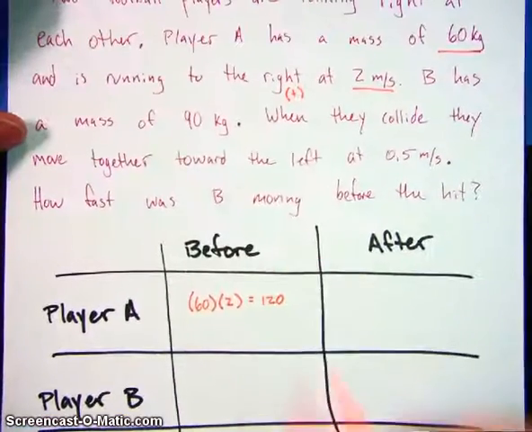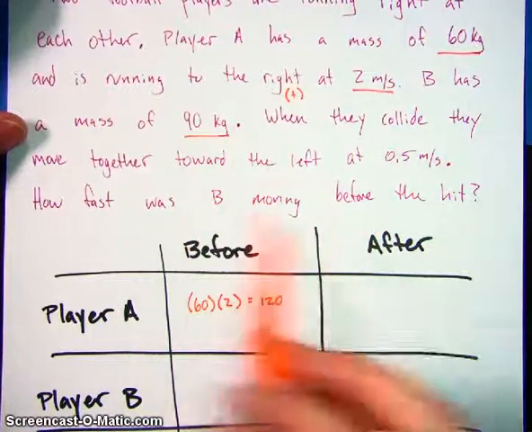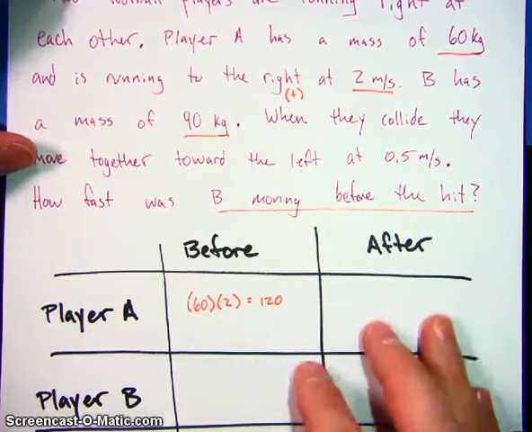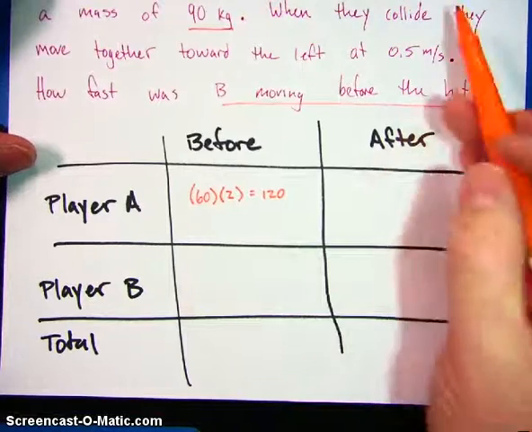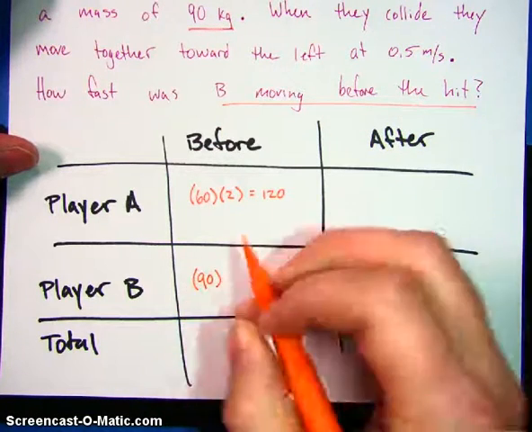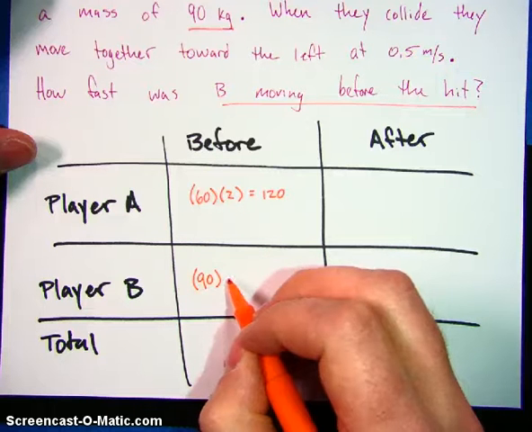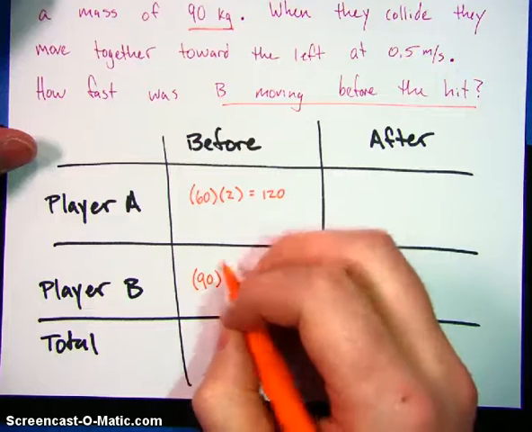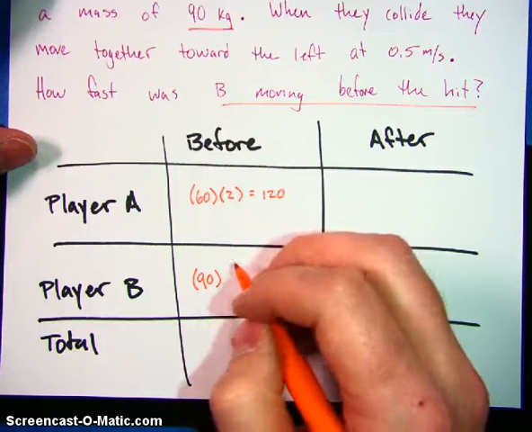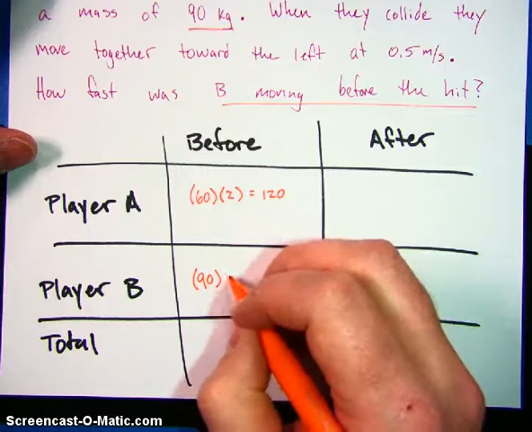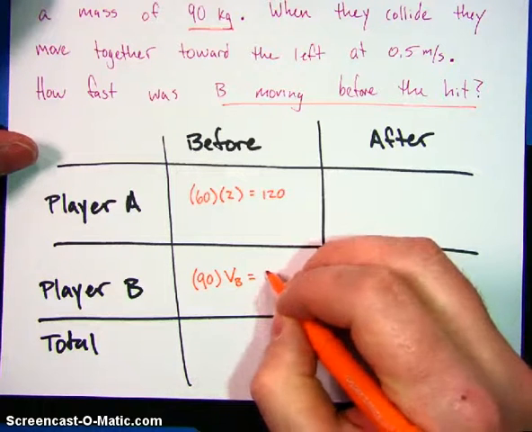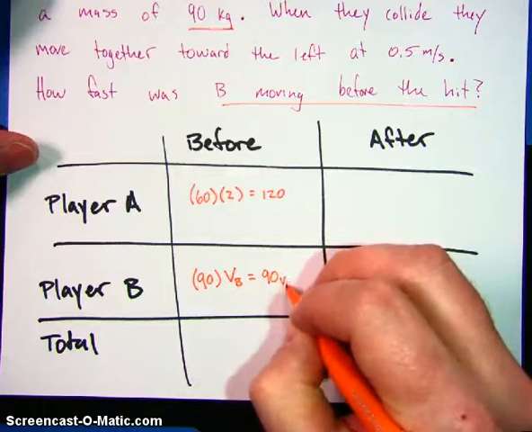Then it says player B has a mass of 90 kilograms. When they collide, we don't know the velocity before the hit, that's what we're solving for, so we're going to have to use a variable. Now, this is where I sometimes see a mistake. We know that this is going to be a negative velocity because player B was moving in the opposite direction, but we're not going to make the variable negative because when we solve for it, it should work out to be a negative number. So right now we're just going to leave it variable. So we're going to say velocity for player B, 90 times VB is 90 VB.